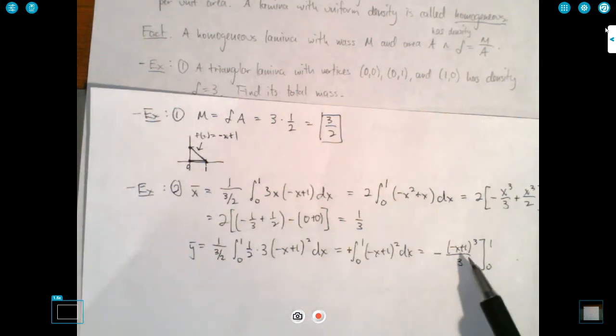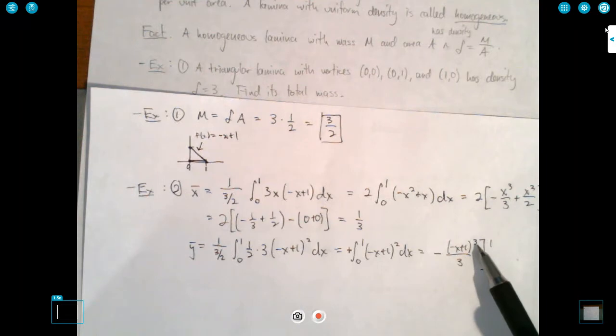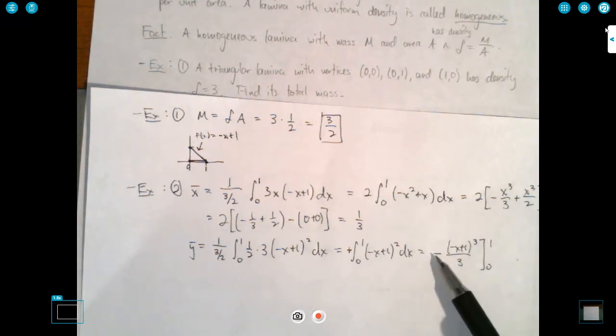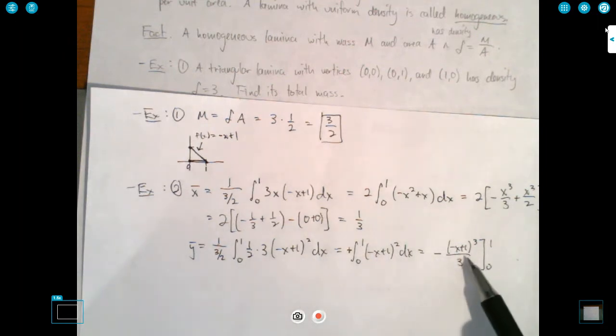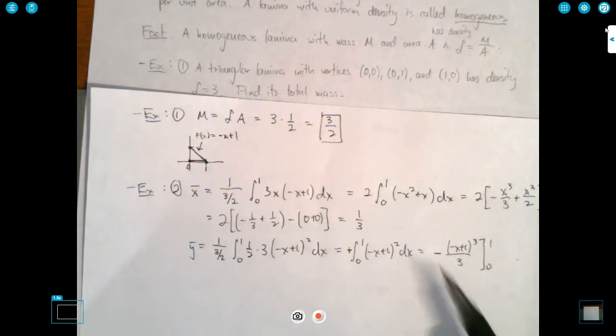Okay? And just to be sure, you can kind of work backwards, right? If you take the derivative, it would be 3 times negative x plus 1 squared over 3. So the 3's will cancel, you get negative x plus 1 squared. And then chain rule, right, times negative 1. And the times negative 1 will cancel that negative. Anyway, so there you go.